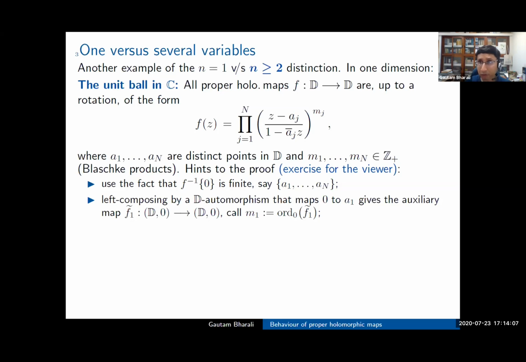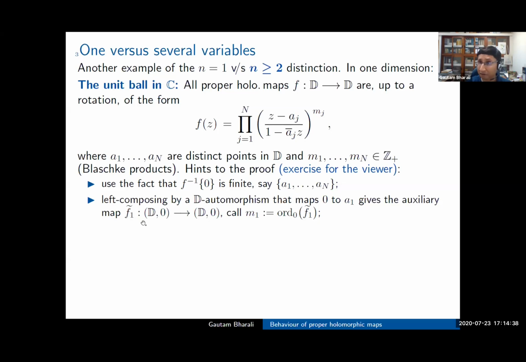But it is also, remember, a property of holomorphic functions that it also has to be a discrete set. So this inverse image is a finite set, called the set A1 through AN. These are distinct points. Now what you do is you compose F on the left by a disk automorphism that maps the origin to the first of these points, to A1, which gives you an auxiliary map.